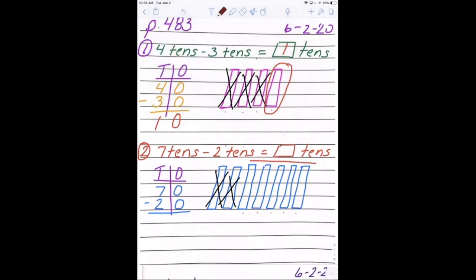So 7 tens minus 2 tens equals 5 tens. Okay, so now 0 ones minus 0 ones equals 0 ones. Now 7 groups of 10 minus 2 groups of 10 equals 5 groups of 10. So 70 minus 20 equals 50.